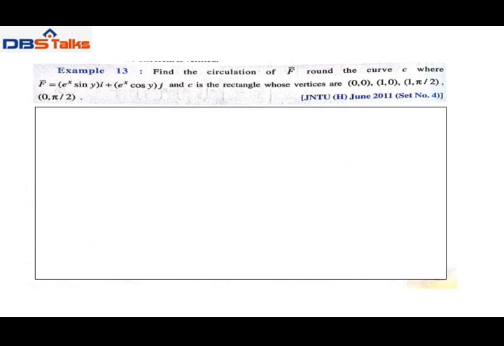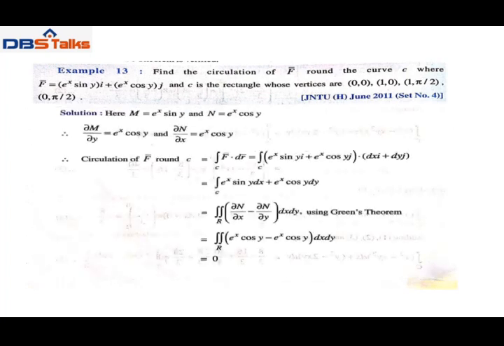Next problem is, find the circulation of F bar round the curve C, where F bar equal to e power x sin y i bar plus e power x cos y j bar, and C is the rectangle whose vertices are (0, 0), (1, 0), (1, pi by 2) and (0, pi by 2). Solution: in this problem we have to find the circulation of F bar, that means to find integral F bar dot dr bar.